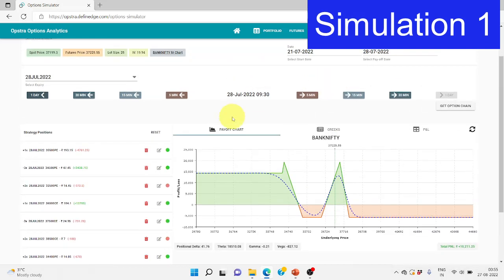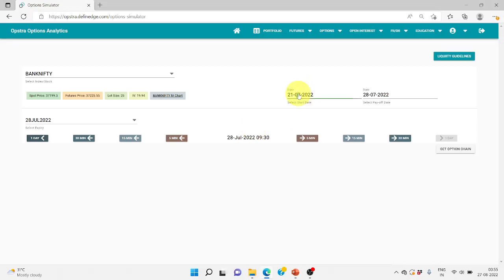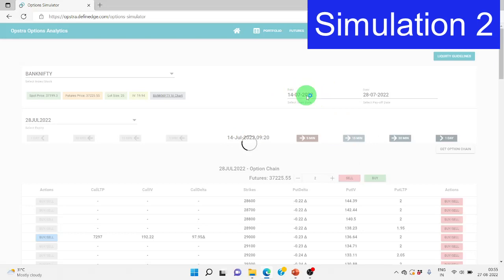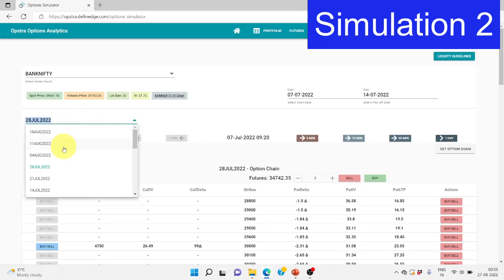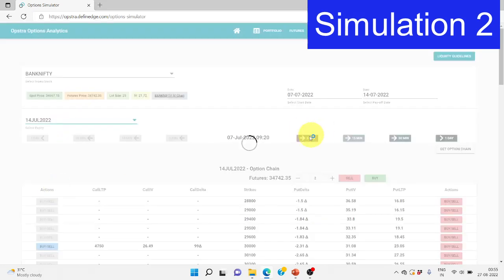So this is the best case scenario that I was saying. We will see one case where we made a loss. So 14th of July we had made a loss. Sorry, 14th of July means we started the trade on 7th of July, and its expiry was on 14th of July.